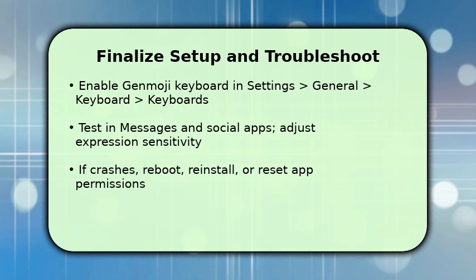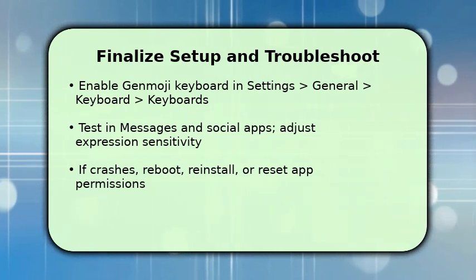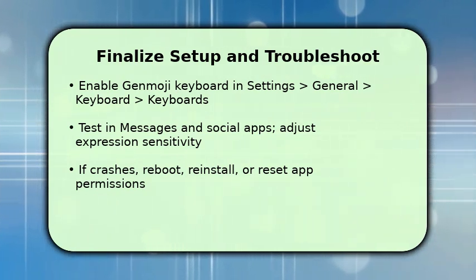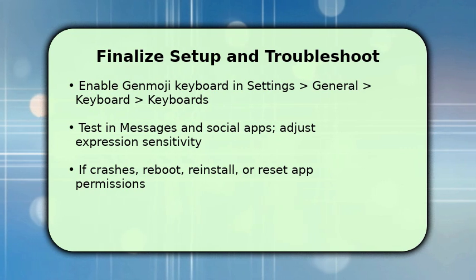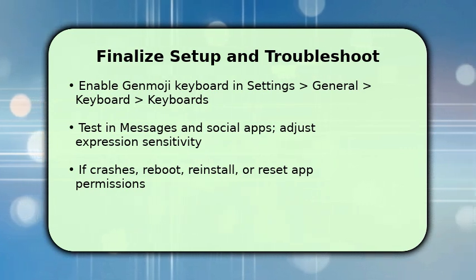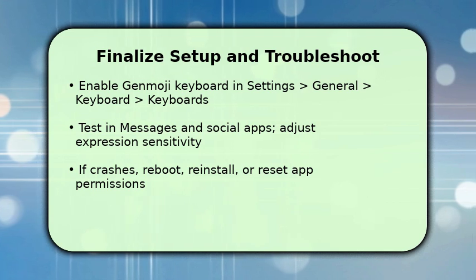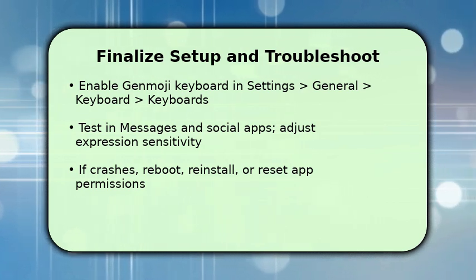Go to Settings, General, Keyboards, add Genmoji, then allow full access so stickers export correctly. After that, test in Messages and social apps. Send a few animated stickers and tweak expression sensitivity and lighting for consistent tracking.